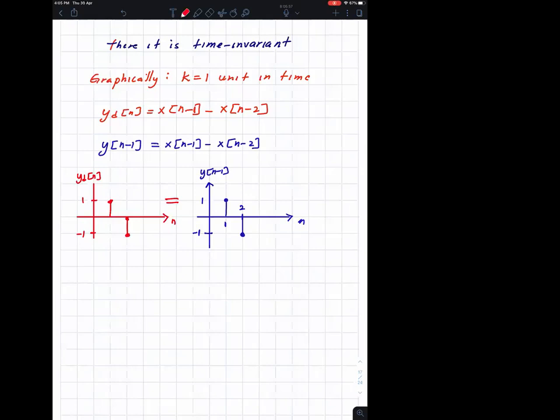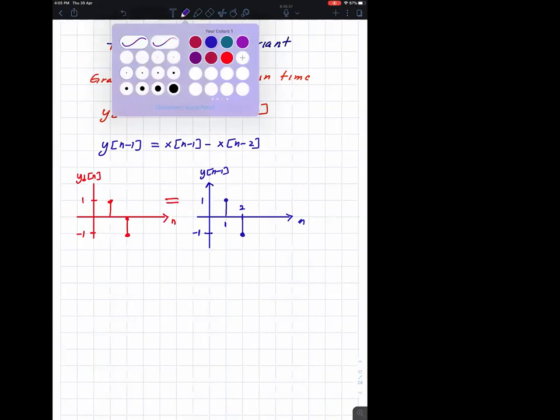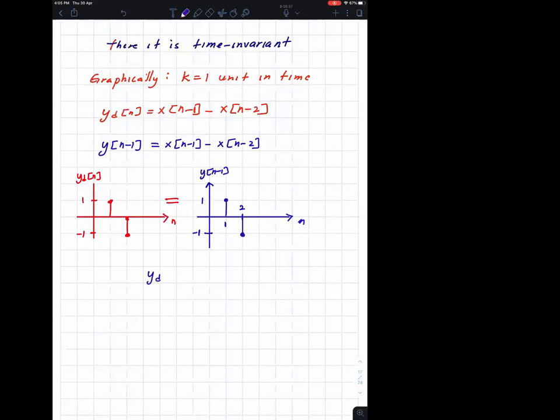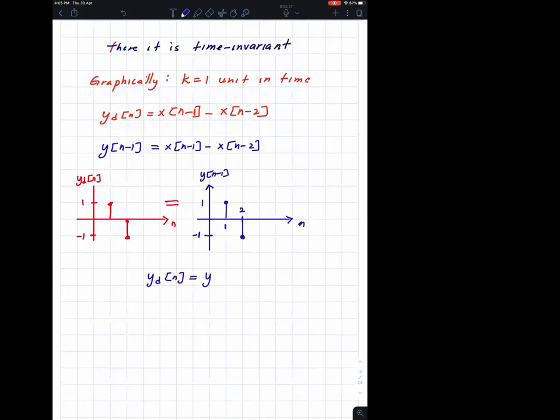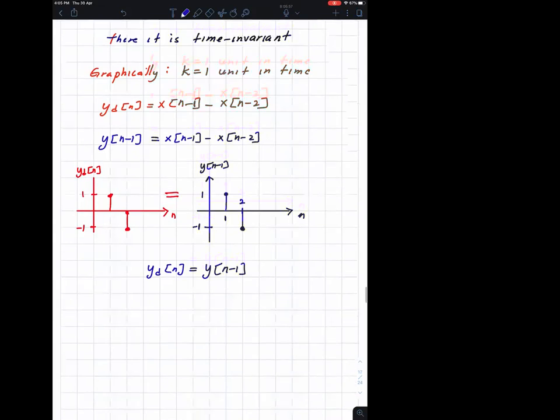Any questions so far? No, sir. Therefore, y d n is equal to y n minus 1. So therefore, it's time invariant.